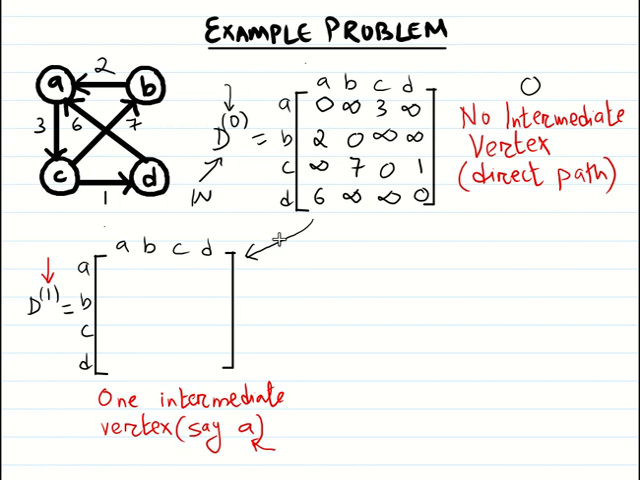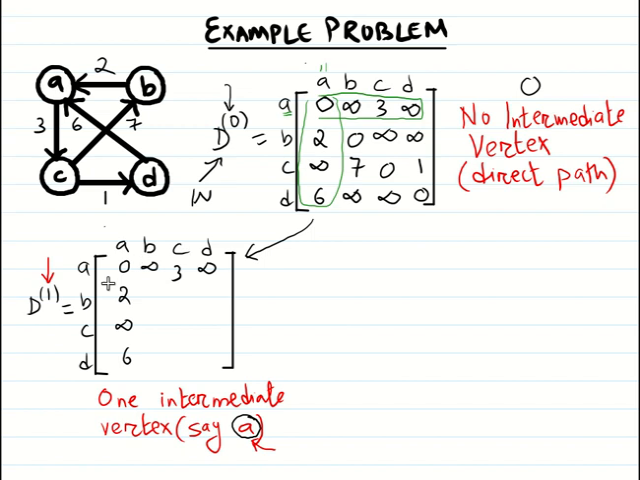So if you are calculating D1 and your intermediate vertex now is A, we are introducing A as an intermediate vertex, and you should remember one very important concept. There will be no update to the row which contains A and the column which contains A. So you can just copy the values here as they are. So this should be 0, infinity, 3, infinity, copied as it is. Similarly 2, infinity and 6, copied as it is.